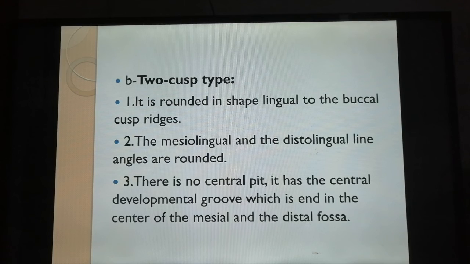The 2 cusp type: number 1, it is rounded in shape, lingual to the buccal cusp ridges. Number 2, the mesiolingual and the distolingual line angles are rounded. Number 3, there is no central pit. It has the central developmental groove, which ends in the center of the mesial and distal fossa.